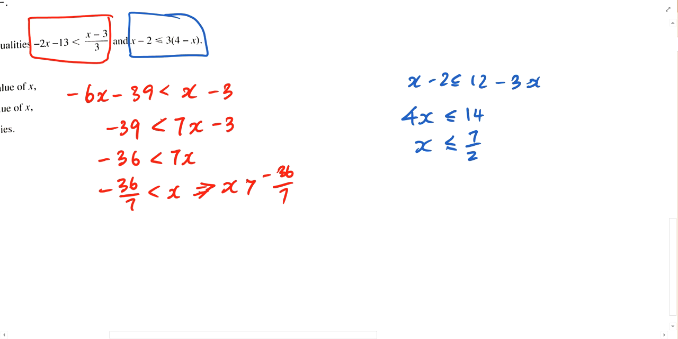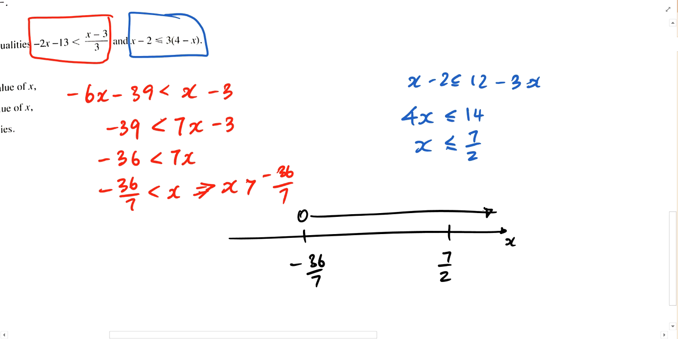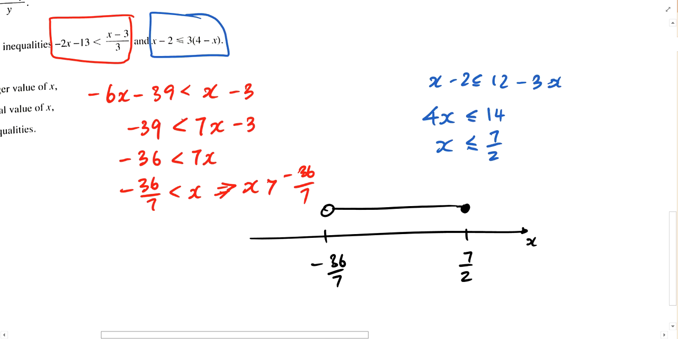Putting them on the number line, negative 36 over 7 as well as 7 over 2. It is supposed to be greater, supposed to be less. This is the required region. So final number line looks like this. This is a hollow circle. So answer will be x greater than negative 36 over 7, x less than or equal to 7 over 2.